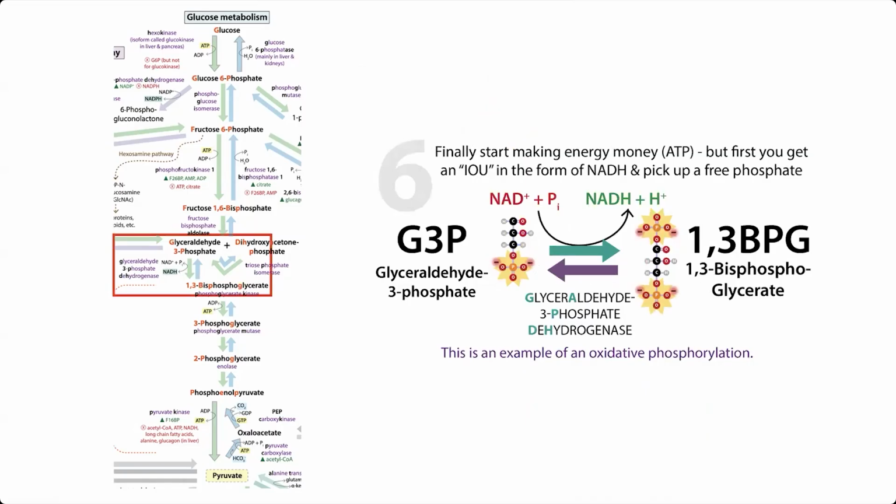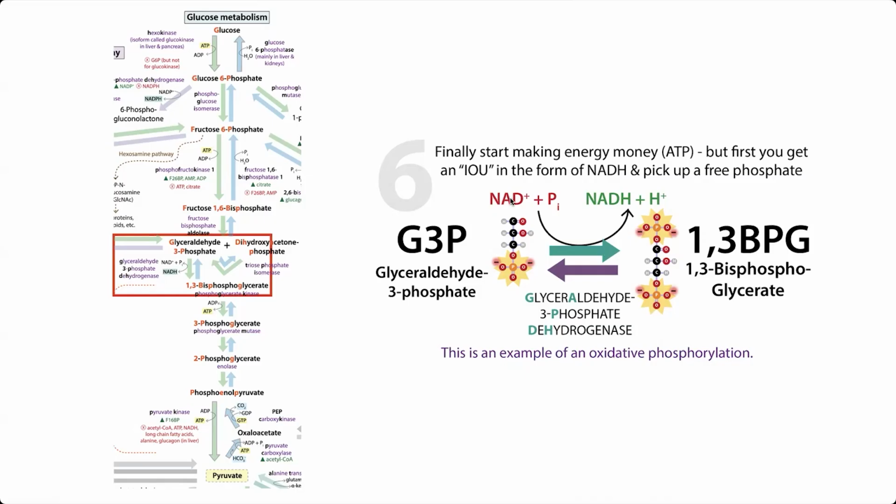And now we're in the energy payout stage. The first energy payout we get is actually going to be indirect. We're generating NADH at this step, not ATP. But remember that NADH, as long as we have OXPHOS going, oxidative phosphorylation, we can do our electron transport chain, then we're going to be able to generate ATP from that. So in this reaction, we have glyceraldehyde 3-phosphate dehydrogenase, and it's going to be taking glyceraldehyde 3-phosphate and making 1,3-bisphosphoglycerate.